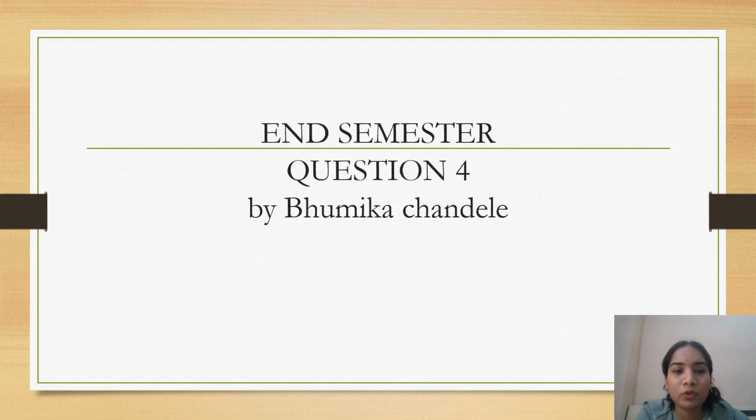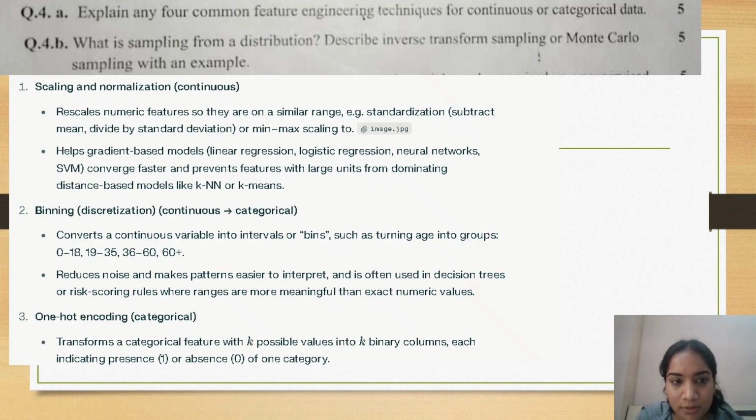Hello everyone. Today I am going to discuss end semester question paper question number 4, which contains two parts. Part A, explain any 4 common feature engineering techniques for continuous and categorical data. And part B, what is sampling from a distribution? Describe inverse transform sampling or Monte Carlo sampling with an example. So feature engineering is the process of transforming raw data into meaningful features for machine learning models. Let's discuss 4 common techniques for continuous and categorical data, which is in part A.